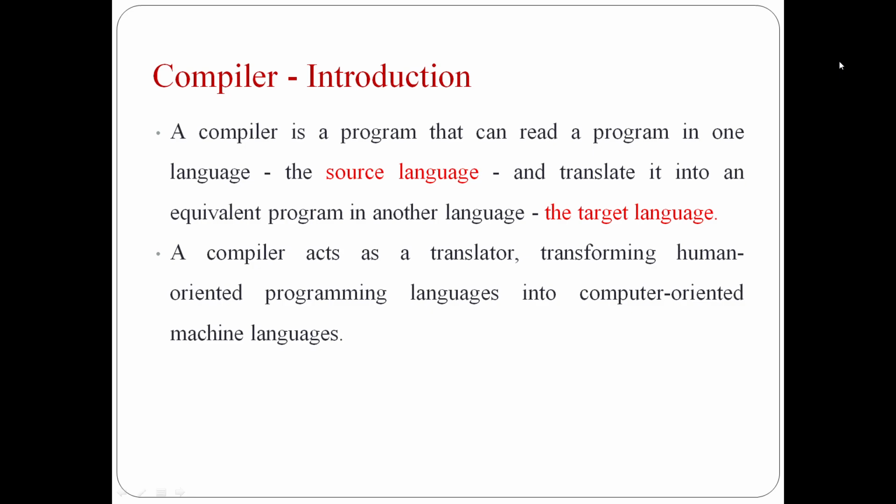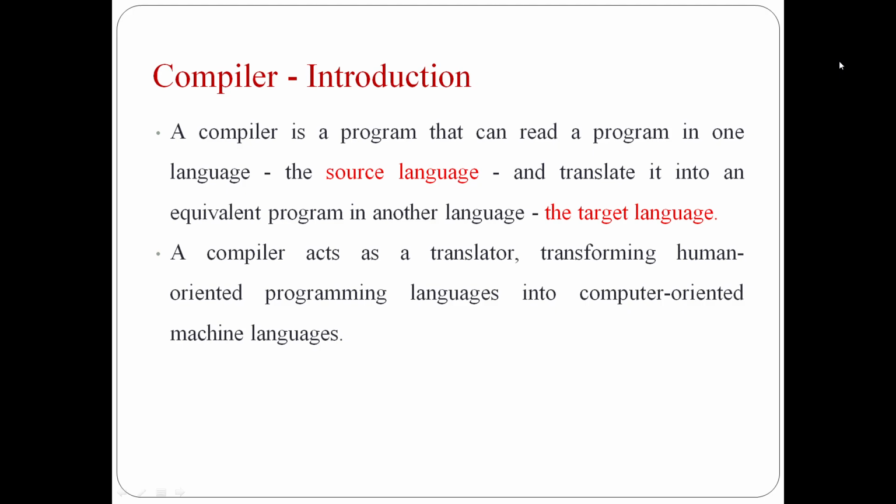It is a program that can read a program in one language, which is called the source language. That source language is translated into another language, which is called the target language. As I told, the other name for the compiler is a translator. It acts as a translator and transforms human-oriented programming languages into computer-oriented machine language.